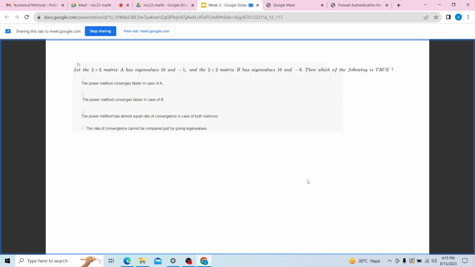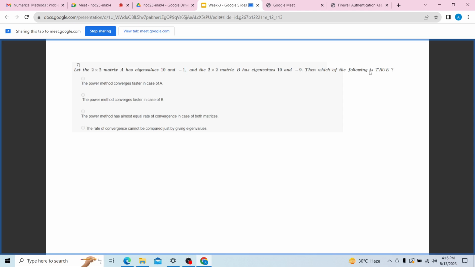So question number 7 is, let the 2 cross 2 matrix A have eigenvalues 10 and minus 1. So you have a matrix A with eigenvalues 10 and minus 1, and the 2 cross 2 matrix B that has eigenvalues 10 and minus 9. So you have two matrices. For each of the matrices, you have been given the eigenvalues. So which of these is true?